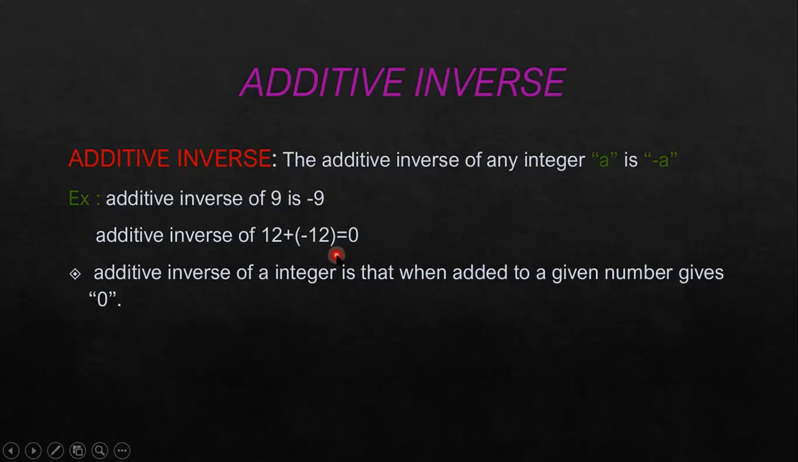Suppose they ask for the additive inverse of -15, it will be +15. The additive inverse of an integer is the number that, when added to the given number, gives 0. So the additive inverse will always give 0. Here you can see 12 plus -12: the 12 and -12 get cancelled, so you will get 0. Like this, the additive inverse is just the opposite.